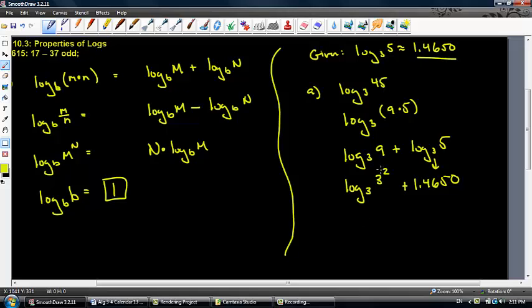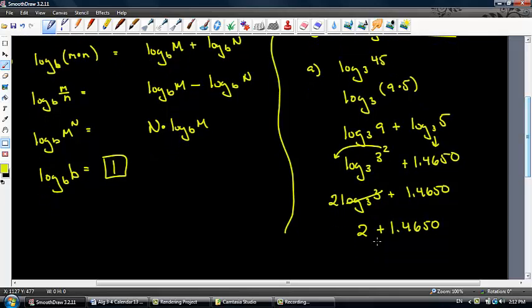Now I'm going to use this property of logarithms, and I'm going to back this 2 down. So I have 2 log base 3 of 3, plus 1.4650. Well, log base 3 of 3 is 1, so I have 2 times 1, which is 2, plus 1.4650. So when all is said and done, log base 3 of 45 is approximately equal to 3.4650.